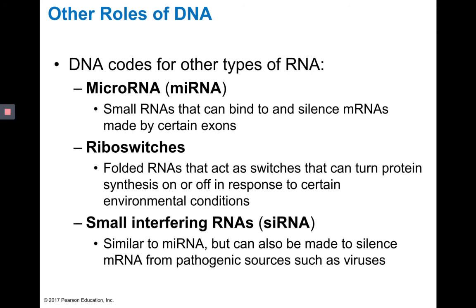Even small interfering RNAs, which are abbreviated siRNA, are very similar to miRNA or the microRNA, and they can silence mRNA, which would prevent the generation of certain proteins. So they're basically gene on-off switches, whether they do that at the level of DNA or mRNA or even at the ribosome, depends on the type.